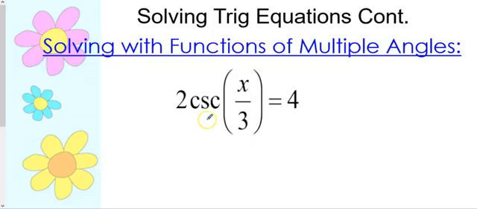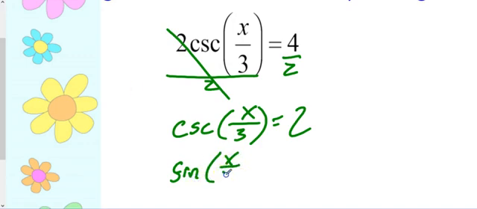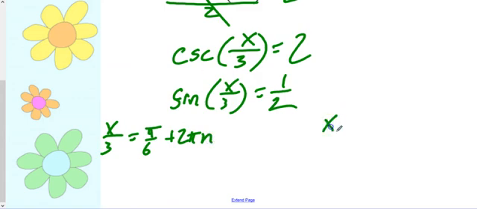All right, last one. So we're going to isolate, divide by 2. That's going to get me cosecant of x over 3 equals 2. Now remember, cosecant is the same as 1 over sine, so I can set this as sine of x over 3 equals 1/2. All right, so when is sine 1/2? That's the pi over 6 family. So I'm going to set x over 3 equal to pi over 6 plus 2 pi n. And I'm going to set x over 3 equal to 5 pi over 6 plus 2 pi n.